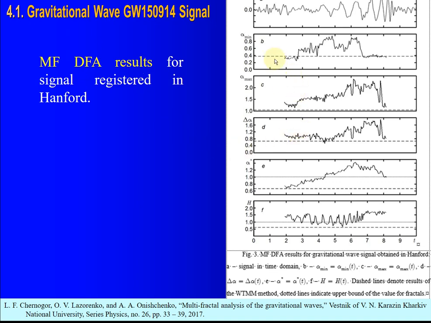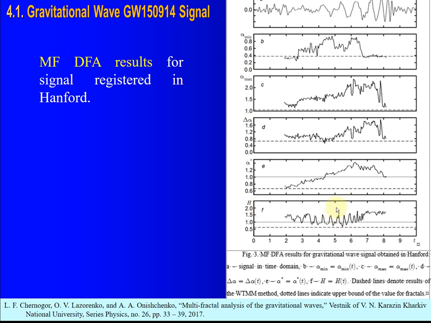In this case, we have the signal realization with time in the first panel, then the minimal value of the Hölder spectrum alpha min, the maximum value of the Hölder exponent alpha max, the width of the spectrum delta alpha, and the generalized Hurst exponent. It is defined as the location of the spectrum maxima. This spectrum, as you can see, has one global maximum, and its location on the horizontal axis is given by this value, named the generalized Hurst exponent. And in the last panel, we have the classical Hurst exponent, which is given by monofractal analysis.